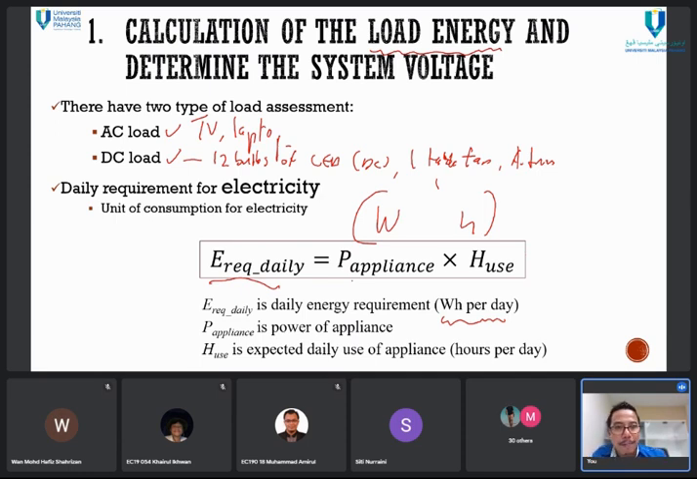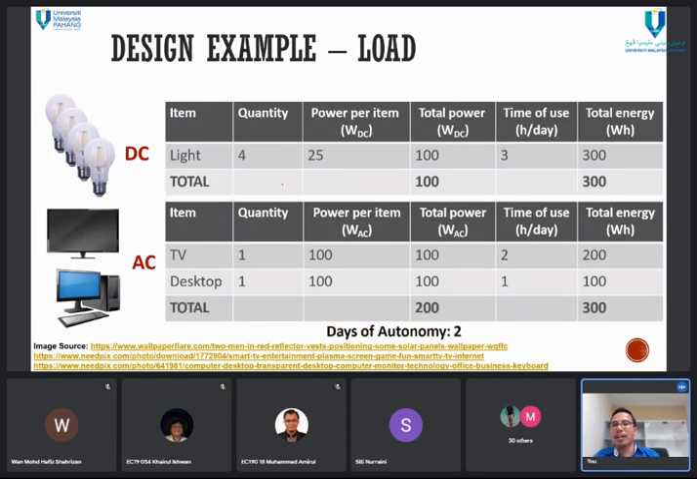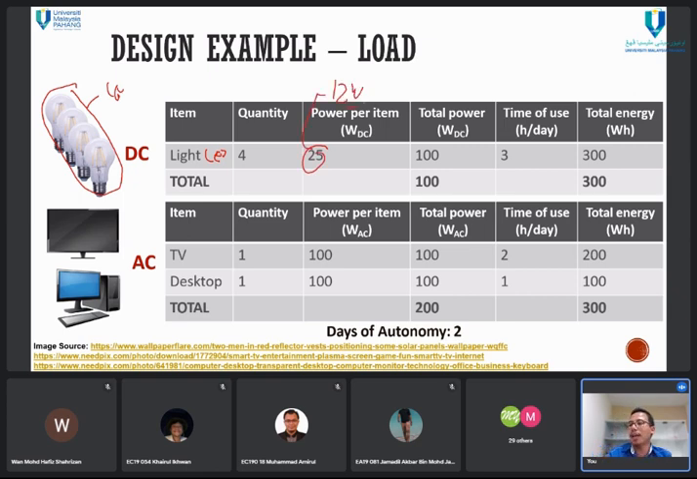Then remember, per day. Okay, this is a design example. For example, I need 4 LED bulbs. This is DC LED. I have 4 in quantity and the power per item is, I want the brightest one, so I use 25 watt, which actually you can get 12 watt also. I think okay. 12 watt, standard LED downlight in your home.